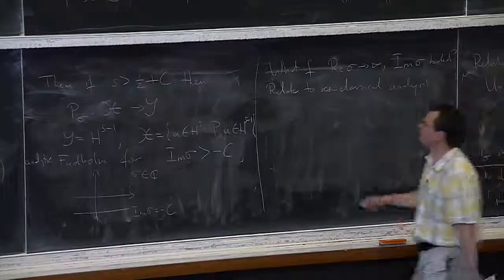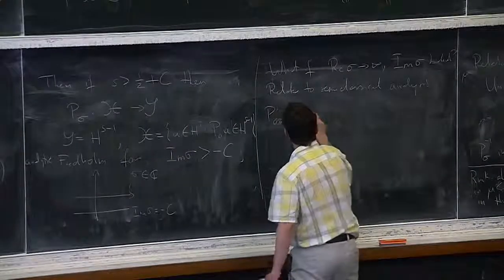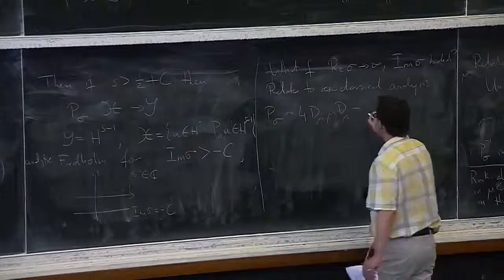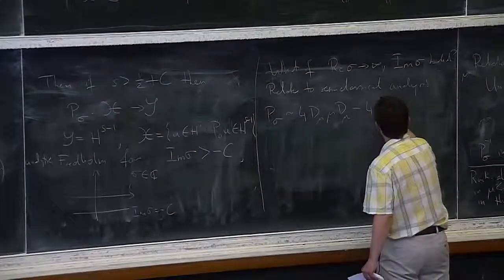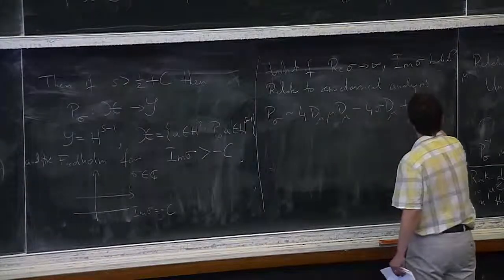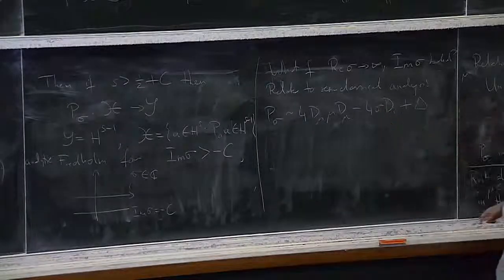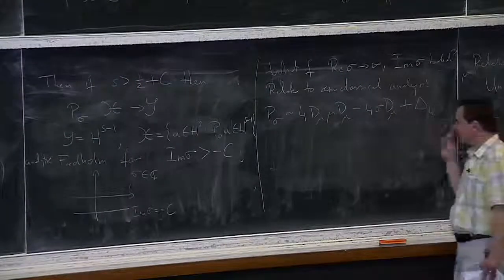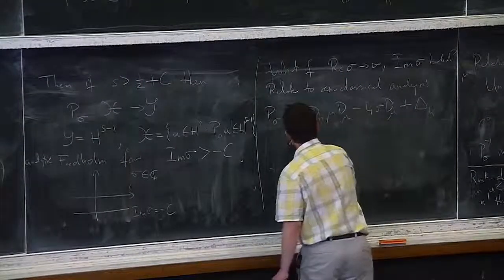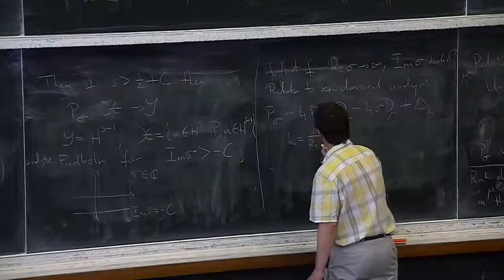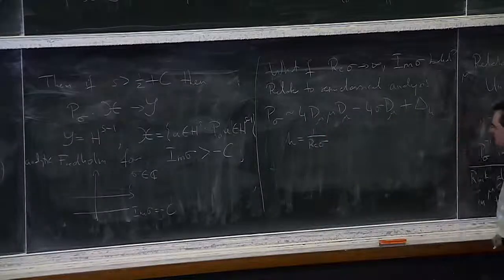So my P sigma looked roughly like, I don't know, 4 d mu, mu d mu, minus 4 sigma d mu plus Laplacian h, roughly something like this, modulo irrelevant things. And so then what you want to do is think of the real part of sigma as a large parameter. And so you want to introduce h, essentially h equals 1 over real part sigma, or maybe absolute value of real part sigma. Let me not try that though.